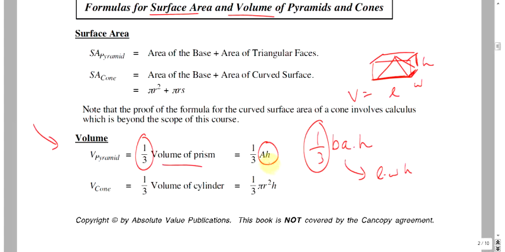Do you guys, does yours say 1/3 or did they fix it? What are they missing here? Yeah. Area of base, times height. Okay? So there's a little mistake in the book.